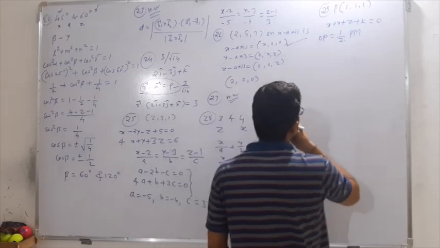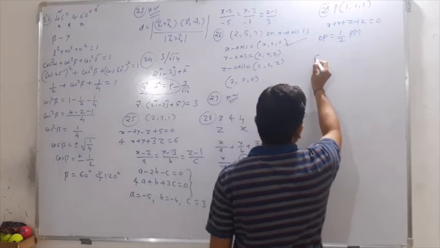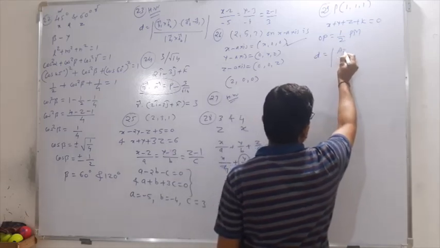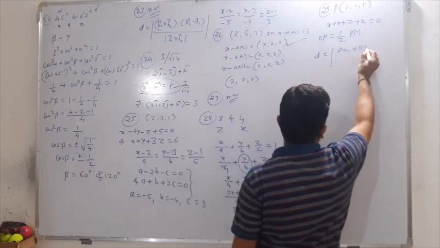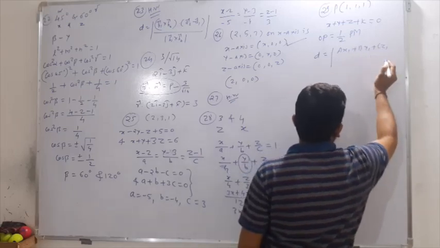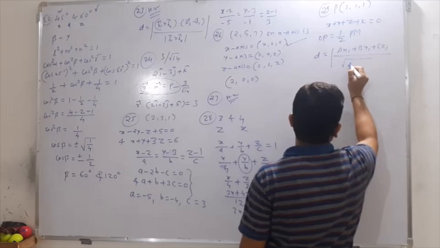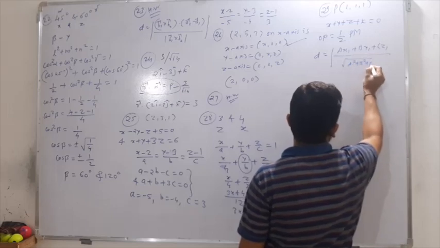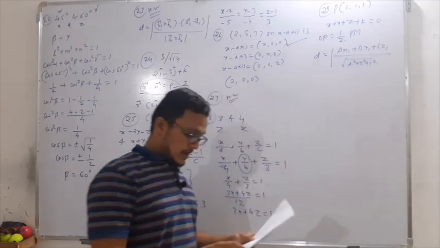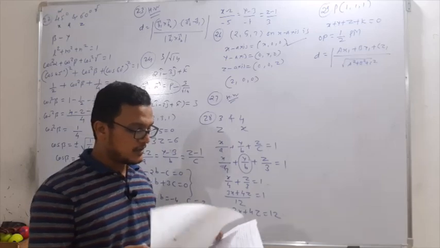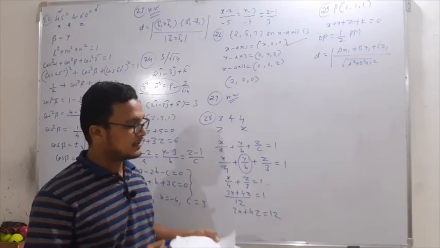Then for this we have the formula: the distance is equal to the modulus of ax1 plus by1 plus cz1 divided by root of a square plus b square plus c square. I think this formula we have to apply here.